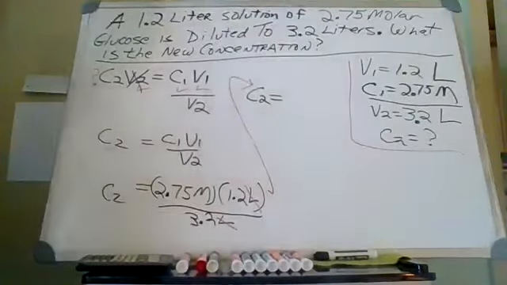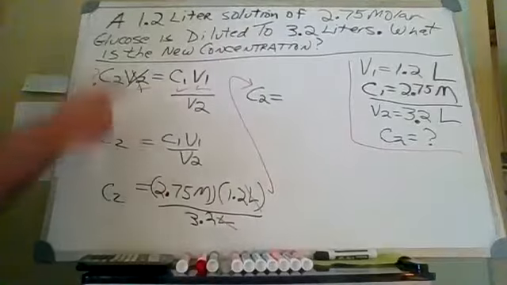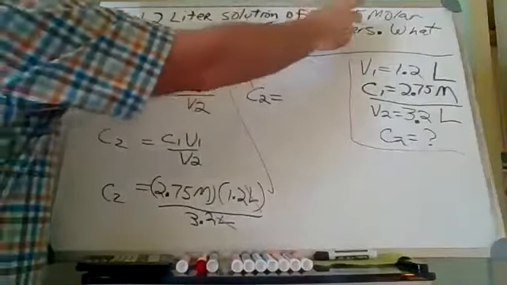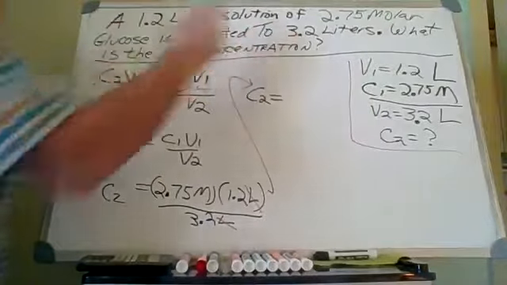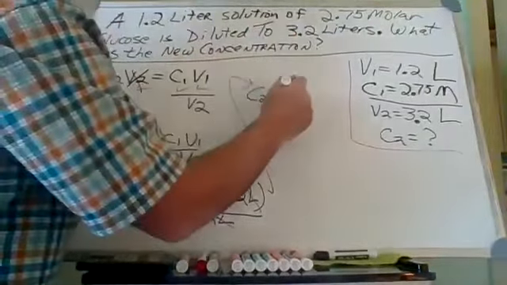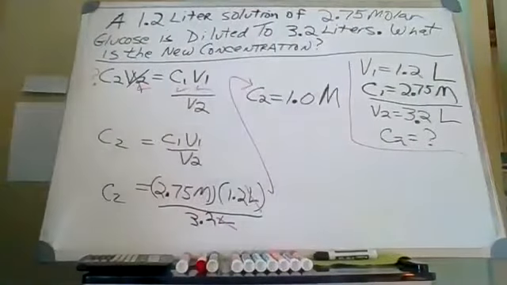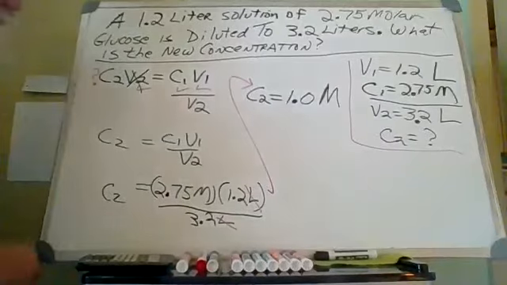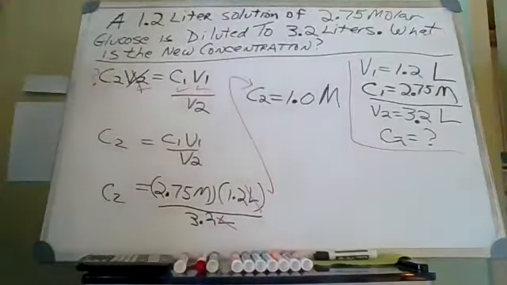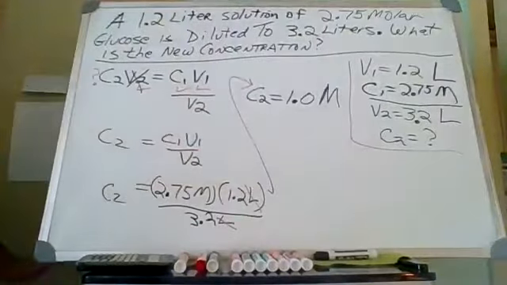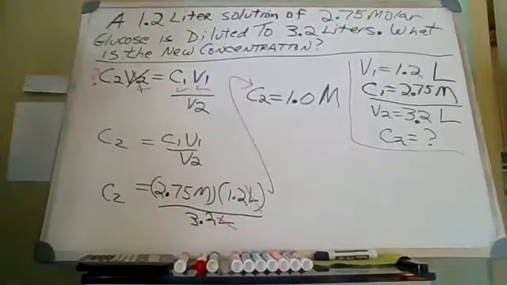Now, how many digits should we have here? Well, I only have 2 here and 2 here and 3 here, so my answer should really only have 2 digits. So I'm going to go with 1.0 molar. Again, we didn't have a formal class in significant digits, so if you have more digits than 1.0, I won't mark it wrong. But you shouldn't have less. Any questions or comments?